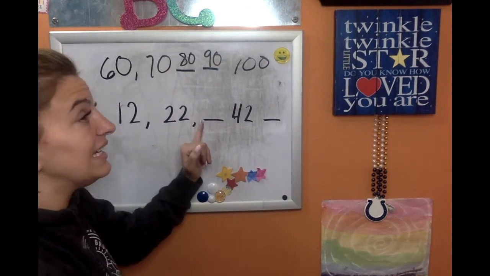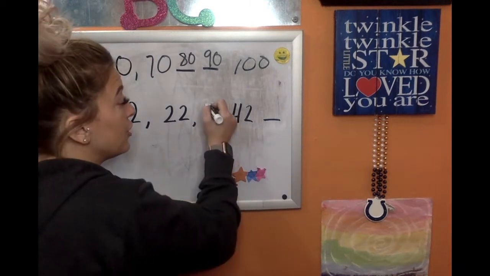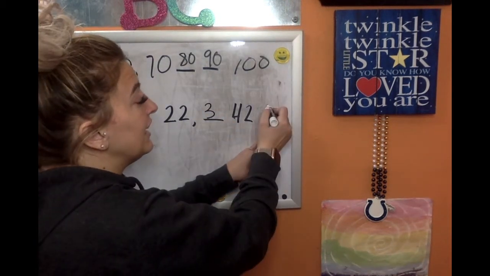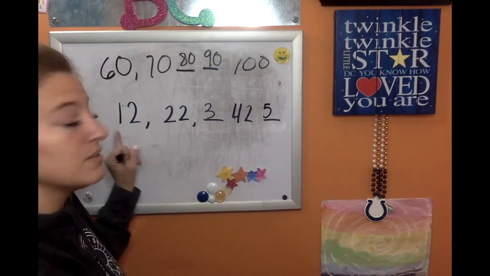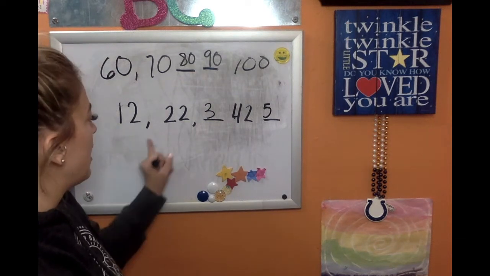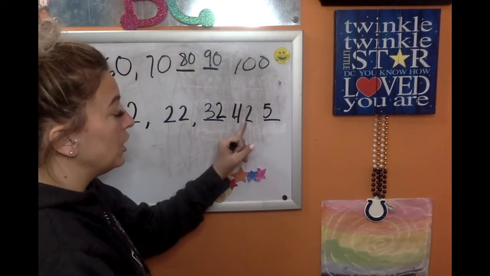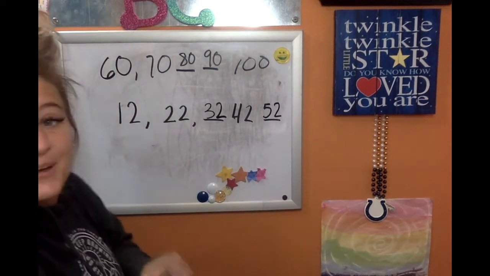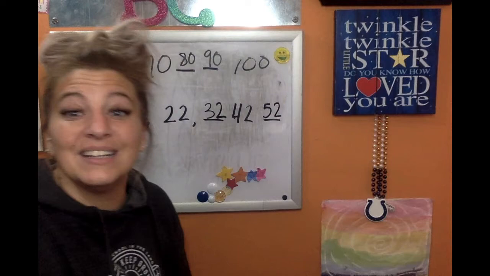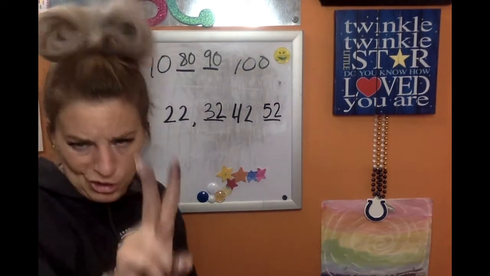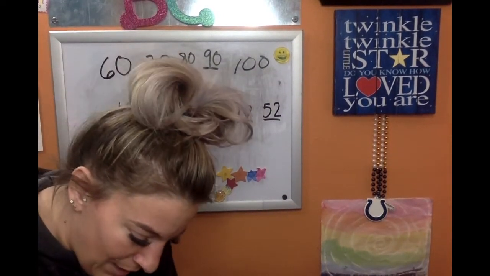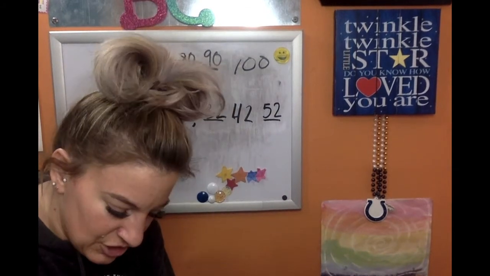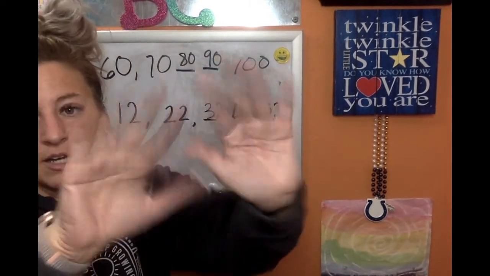10, 20, 30, 40, 50. But we have the 2s at the end because we're just counting by tens on the number line. 12, 22, 32, 42, 52, 62, 72, 82, 92, 102. Awesome! Great work. Make sure that you're writing those down on your paper just like Miss Dalton. Whoa, Miss Dalton's hands are all dirty from the board. Great work, guys.